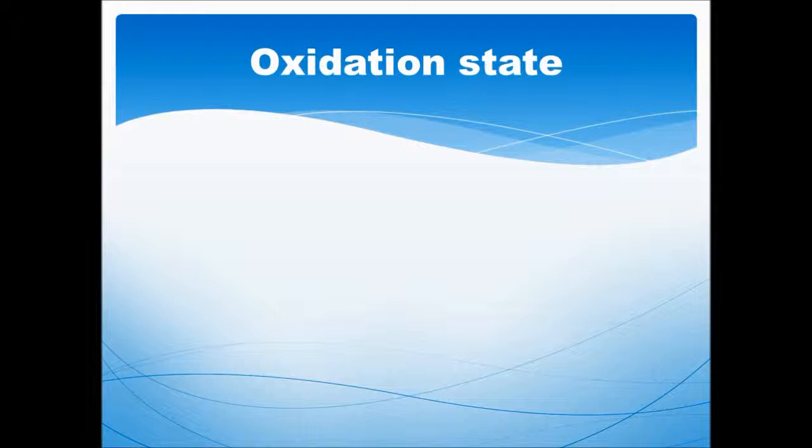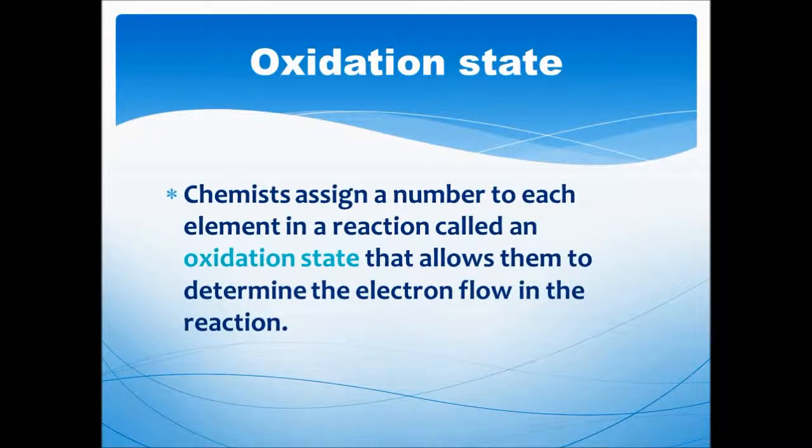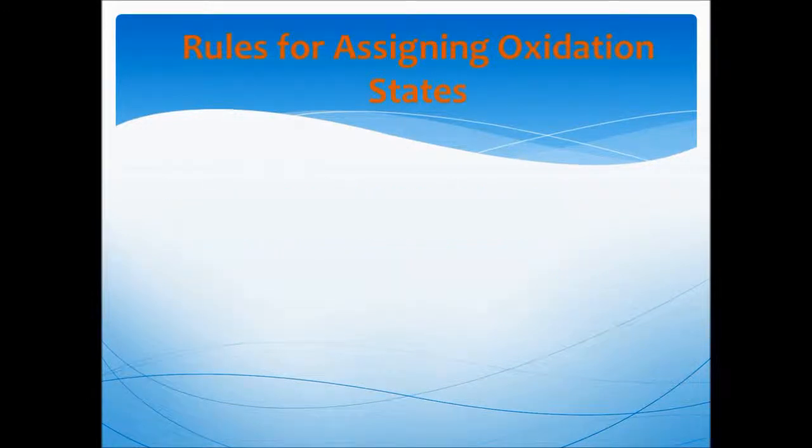For reactions that are not a metal plus nonmetal or do not involve oxygen, we need a method for determining how electrons are transferred. Chemists assign a number to each element in a reaction called an oxidation state. The oxidation state allows them to determine the electron flow in the reaction. Rules for assigning oxidation state.